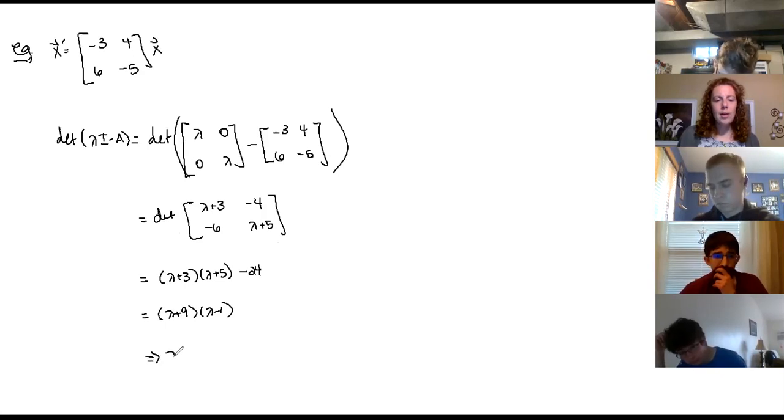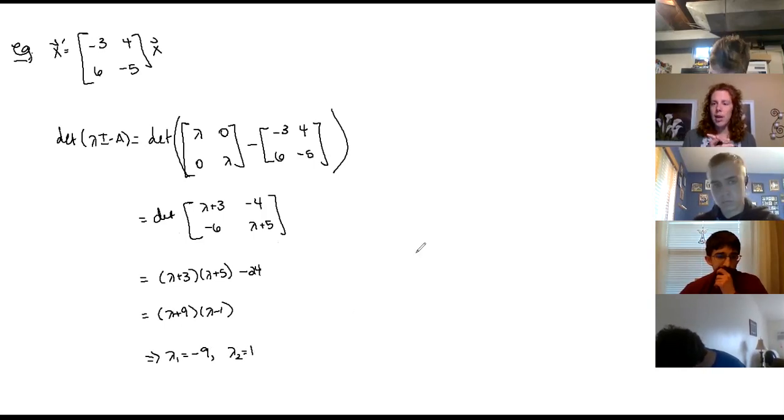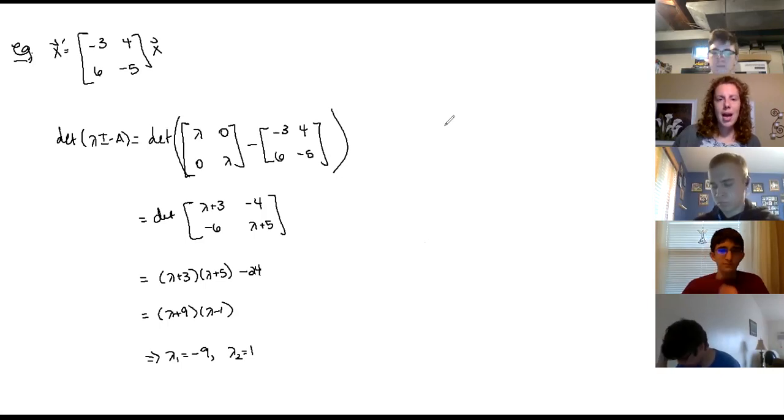So therefore, lambda 1 equals -9 and lambda 2 equals 1. So we've got our two eigenvalues. They are distinct. That is good. They are real. That is good. We will do complex ones on Friday, but they are real and distinct for right now. So we've got to find eigenvectors. Here we go. First of all, lambda 1 equals -9.